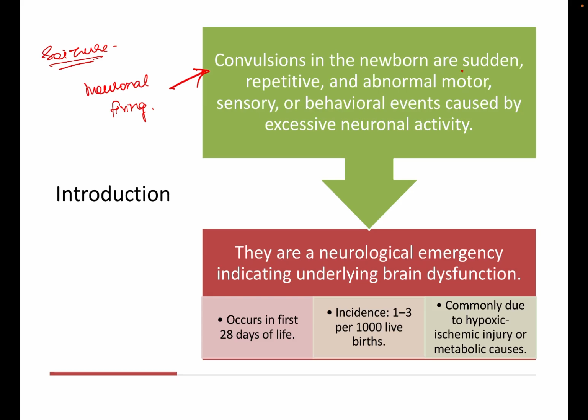Convulsions in the newborn are sudden, repetitive, abnormal motor, sensory or behavioral events caused by excessive neuronal activity. They are a neurological emergency indicating underlying brain dysfunction. They occur in the first 28 days of life, and the incidence is usually 1 to 3 per 1000 live births. Commonly it is due to hypoxic ischemic injury or metabolic causes.